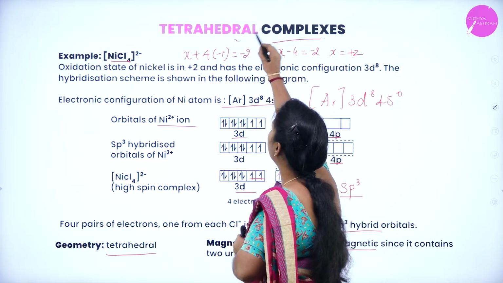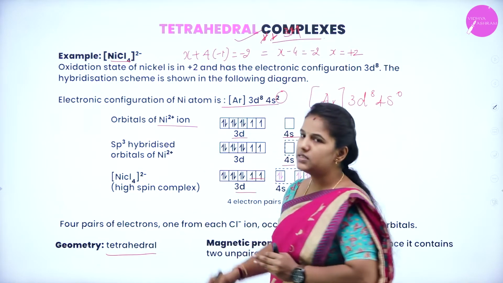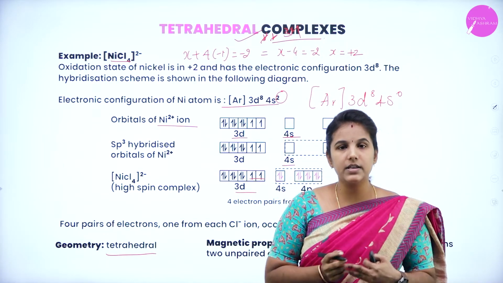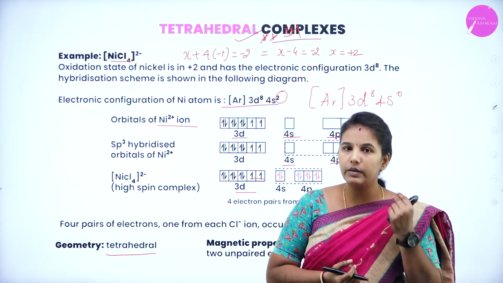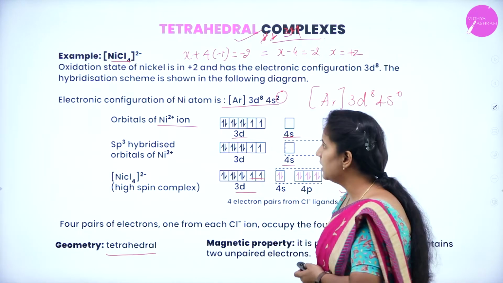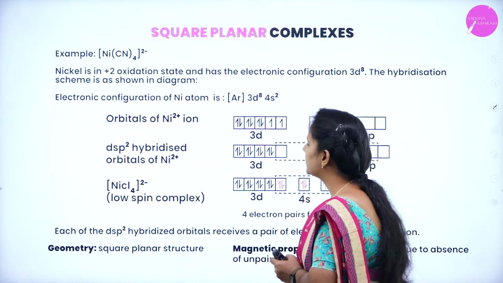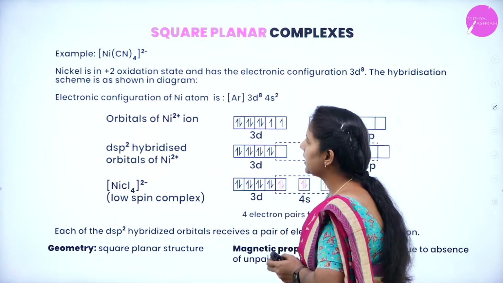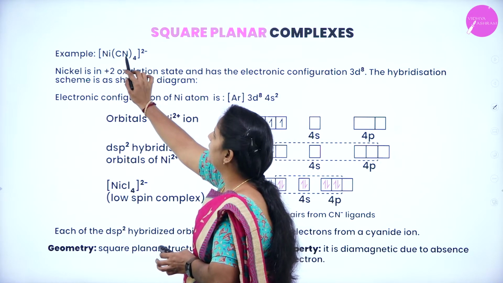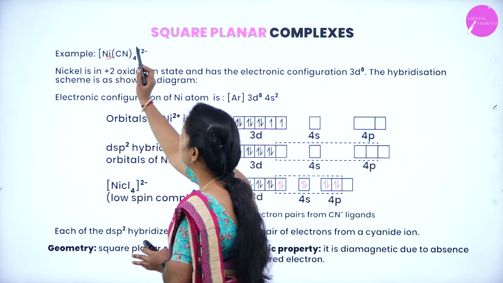Again, this has been asked repeatedly for 3 marks. You must know that. So you have to practice 4 complexes, 2 from the octahedral and 2 from the tetrahedral complexes. We have one more example with the square planar complexes. Okay. So the example is tetracyanidonickelate 2 ion.